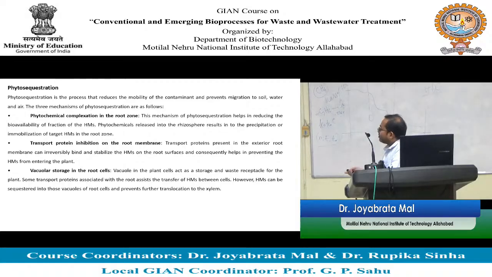Then another mechanism is transport protein inhibitors. It is not that a plant has all 3 mechanisms. It can have maybe only one of those, maybe only 2, or maybe all 3, depending on the plant species. These are the main 3 mechanisms for phytosequestration. The transport protein inhibitor is on the root membrane. The plant is uptaking the metal via the root, so there are some protein inhibitors there which restrict the transfer from the soil into the root. They will trap the metal on the root surface itself.